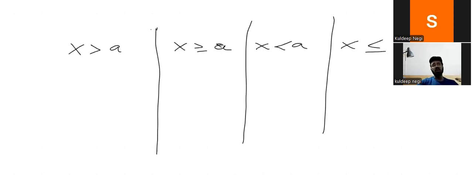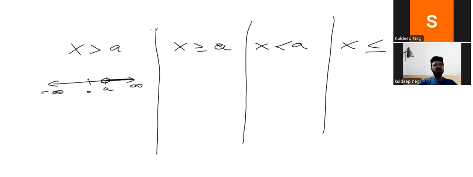So now how to represent it on a number line? Number line is very important here. Let's say this is your zero. The right side approaches positive infinity, the left side approaches negative infinity. Let's say this is your a. If you want the values which are greater than a, then you need to move to this region. I'm making a circle here, and this is the region you want.